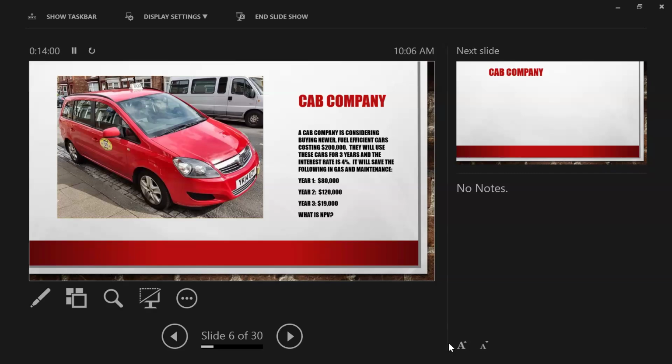So this is an actual problem that came out of the Wall Street Journal several years ago. What you're looking at here is a cab company considering buying new cars that are going to cost right around $200,000 for all the cars. So what we want you to do is figure out the NPV on this project. I'm going to give everybody a few minutes and then we will discuss.